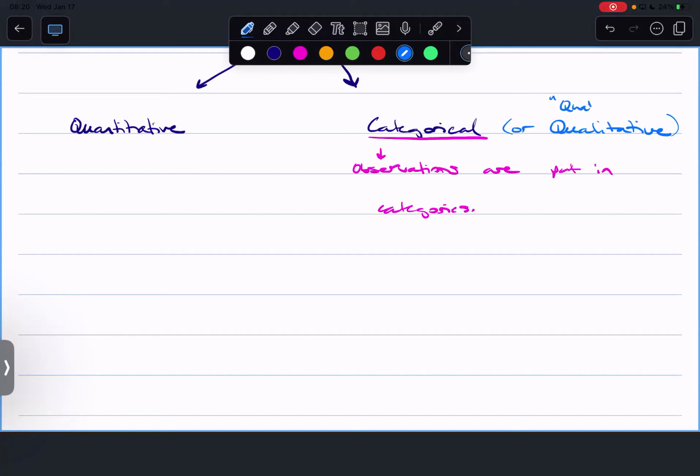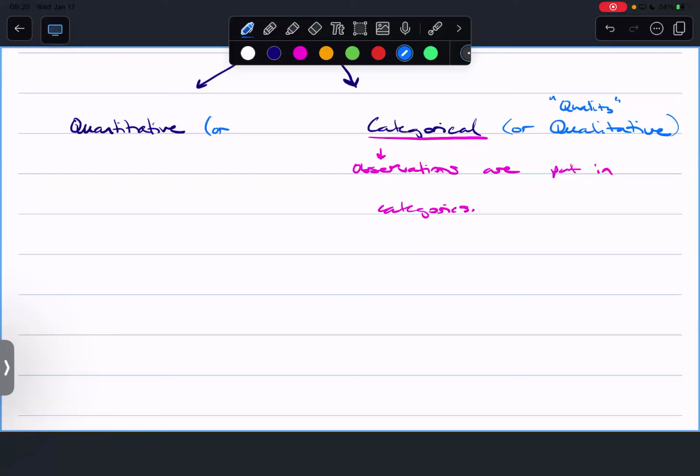Here, I'll make a note. Right, we could talk about the quality, but then I have to make the jump to categorical, right? So it has some quality, which I put in categories, and then all of a sudden I'm at categorical.